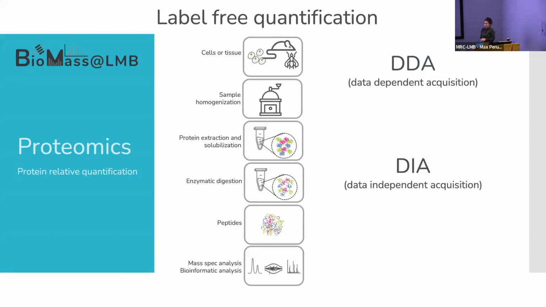Now, in label-free, we can acquire this in 2 different ways in the mass spec, what we call data-dependent acquisition and what we call data-independent acquisition. And this is also very dependent on the mass spec that you have. We have a lot of Orbitraps in the lab. We can do both of them, but one of them is not ideal.